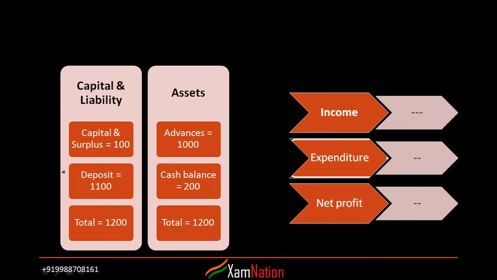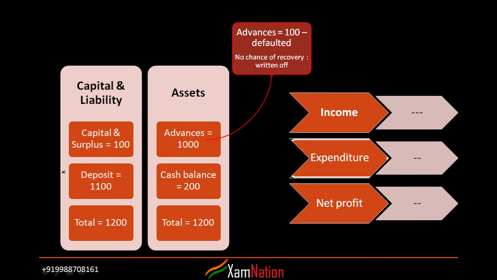Now let's say the total advance value is 1000 rupees. Let's say it is 1000 crore rupees, and it's the total loan which the bank has given to various borrowers. Now let's say a few borrowers default, that means they are not paying back the loan to the bank. So now there is no chance of recovery. Let's say the situation is like this, where there is no chance of recovery at all.